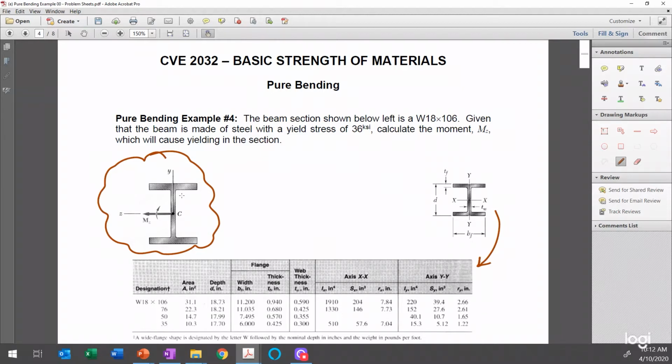So the image over here on the left is the image that goes along with the problem definition. The moment that's applied to the section is the moment about the z-axis, M sub z, whereas the section over here on the right is the cross-section definition that goes along with the definition of the properties in the back of the textbook, the tabulated properties.